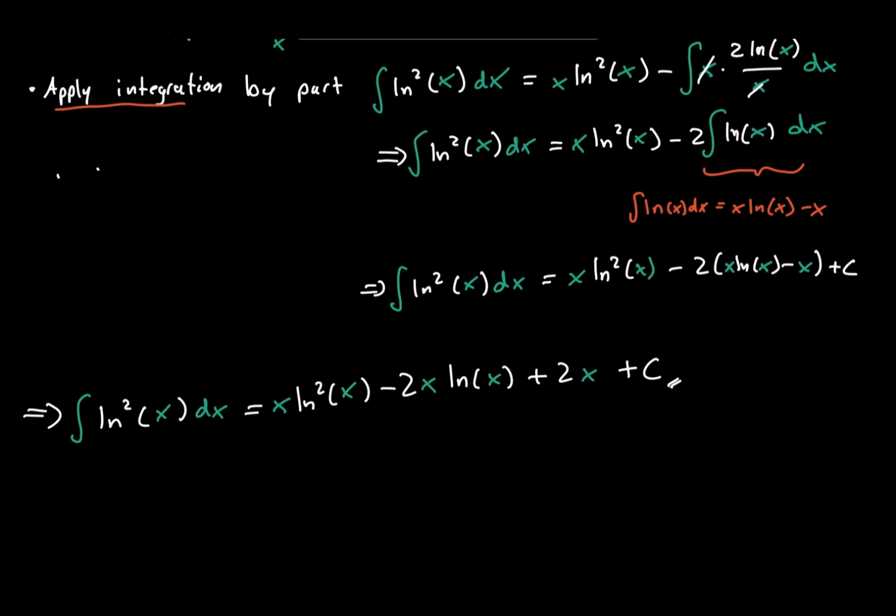Quick takeaway. For powers of natural log x, integration by parts lowers the power one step at a time.